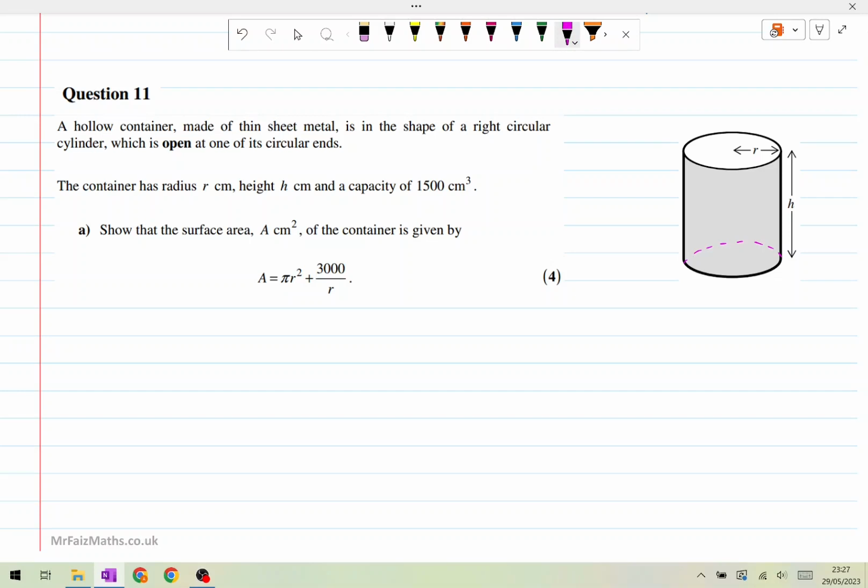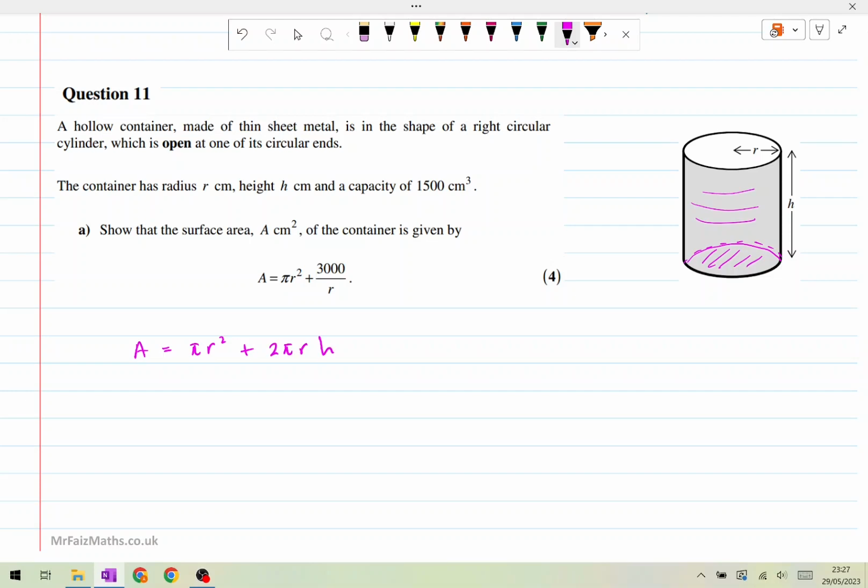Now the surface area of a cylinder is given by, so we'll say A is equal to, now this is open top, but we still do have the circle that's on the bottom. That will be given by pi r squared. Then the curved surface area of the cylinder is given by 2 pi r h.